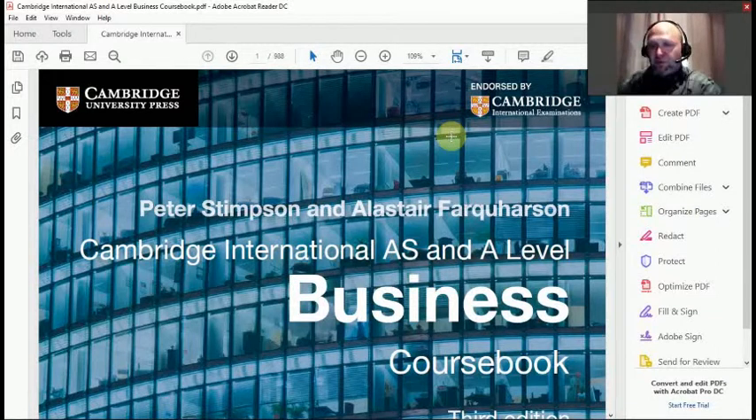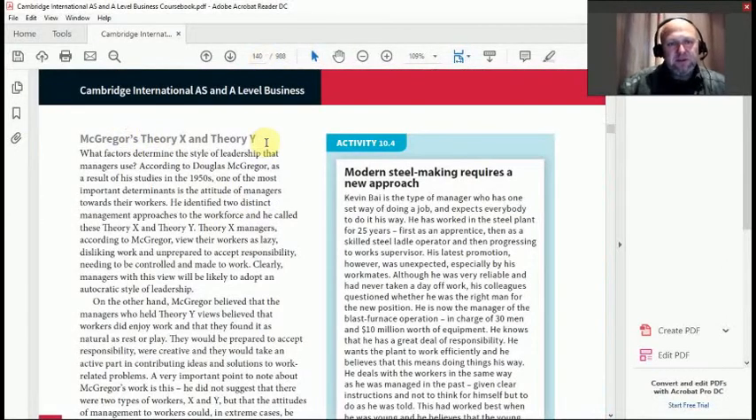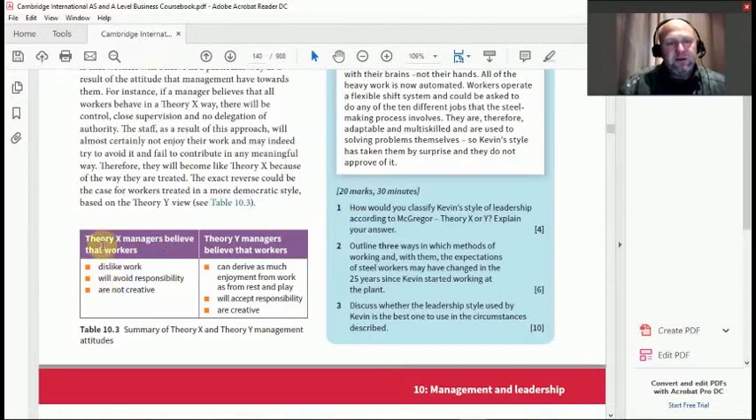Okay, I've got my book here because I want to find out more or less where this chapter is. We're typically on page 140. There's McGregor's theory, that's the first one. Let me quickly shoot through. We did this last time.